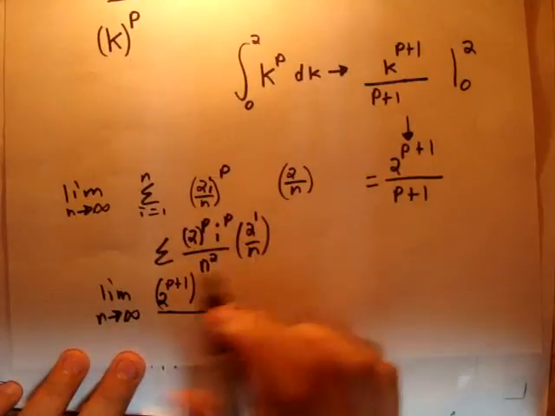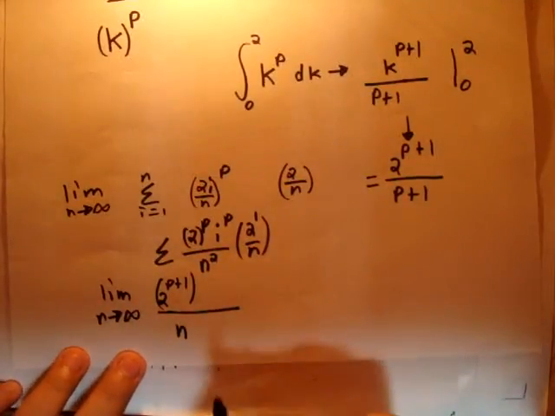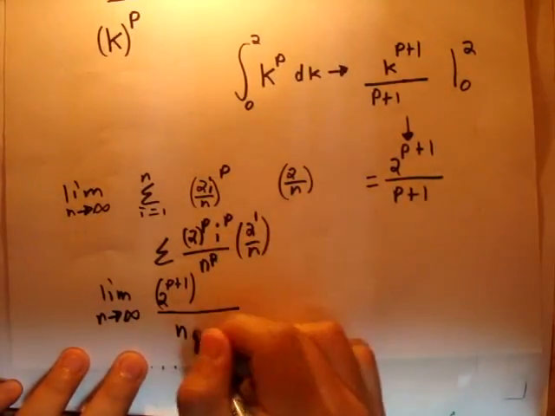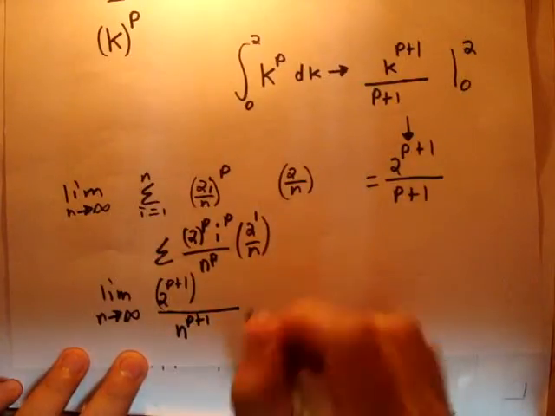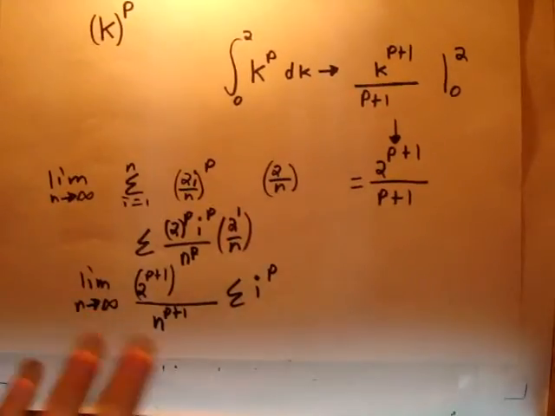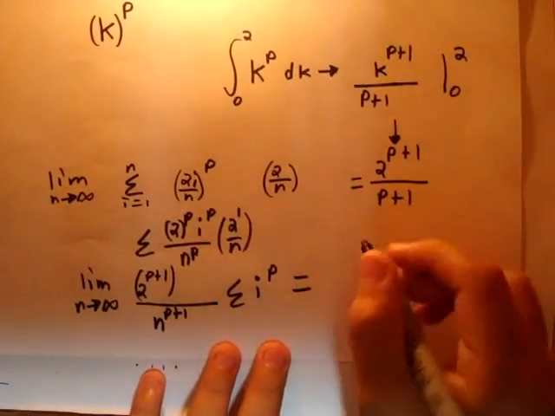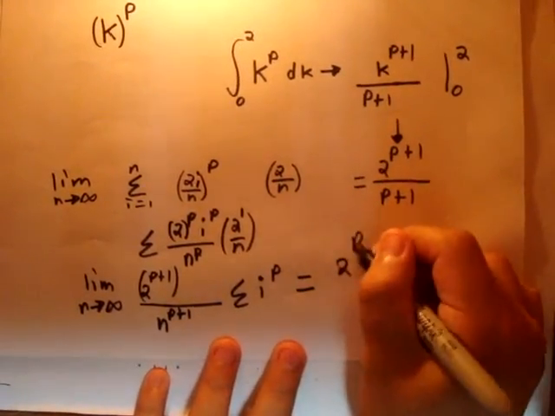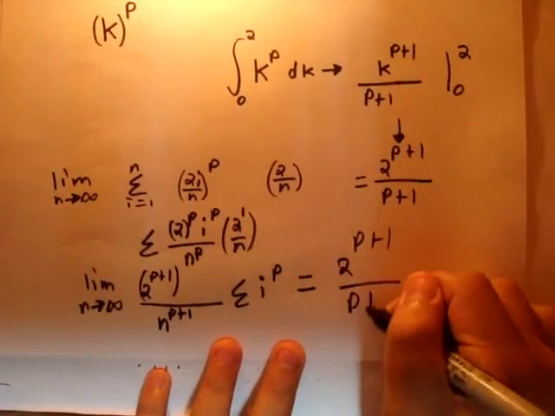Here, n squared times n is just n cubed. Oh, my bad, that's p. That's p plus 1, same reason. And we have sigma i^p, where we don't know what sigma i^p is, but we do know that the whole thing is equivalent to 2^(p+1) divided by p plus 1.